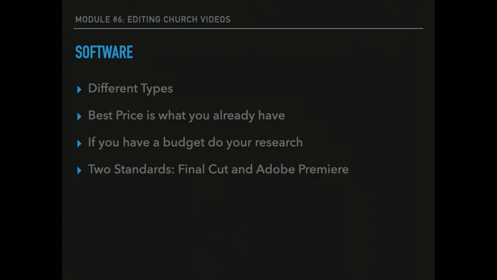First things first, you need to figure out a software that you'll use. There's different types, like I said. Best price is whatever you already have. Do what you can to use what you have. If you've got Mac computers, your computer automatically comes with iMovie, which is a great software. Like I said, I used that for years. If you have an iPhone or an iPad, that also comes with iMovie. You can shoot videos on there and edit those all at one time.